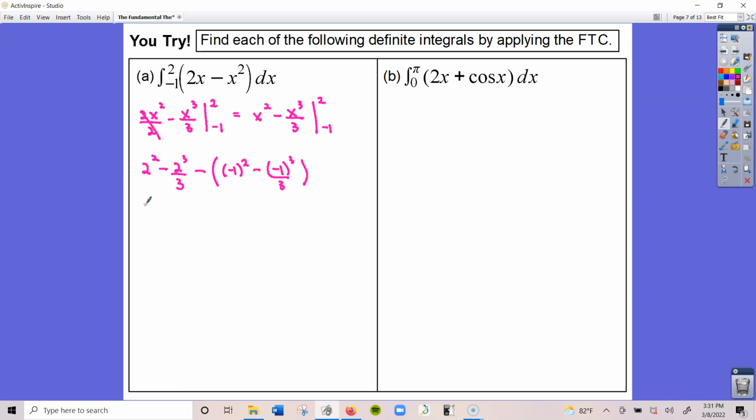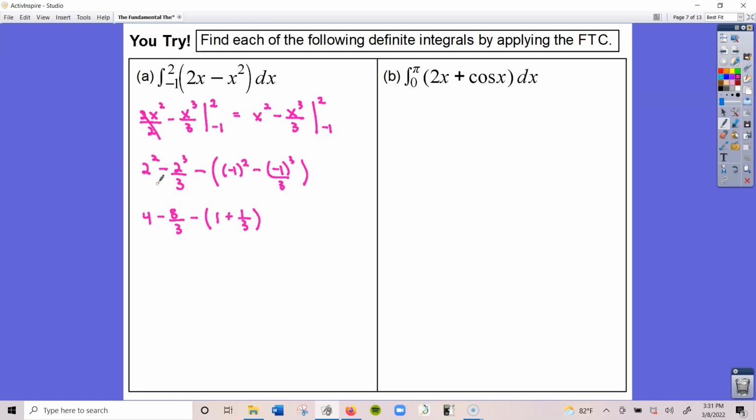Let's evaluate. 2 squared is 4 minus 8 over 3 minus, negative 1 squared is 1. Negative 1 to the third is still negative 1 because it's an odd exponent, but then we have that minus, so it becomes plus 1 over 3.